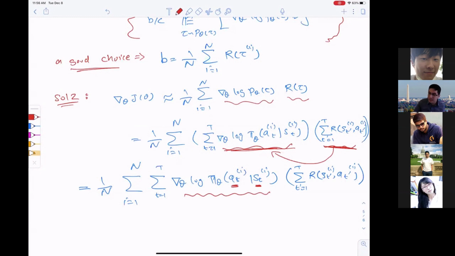I'm multiplying that to what? To the rewards I'm collecting, not from time t to capital T, from the beginning. Even if this gradient is computed at time 5, the number I'm multiplying it with is the sum of the rewards from 1 to capital T. Right? That's what it is. That's the formulation for my gradient.